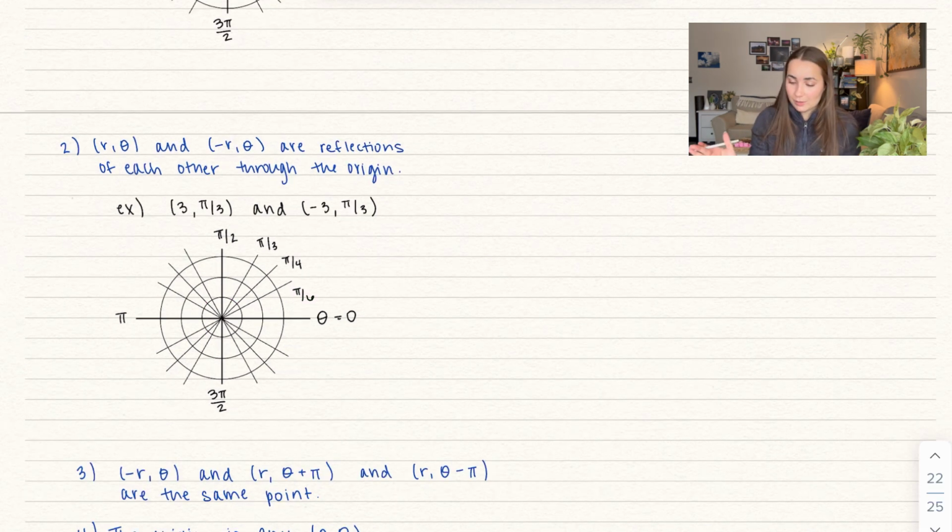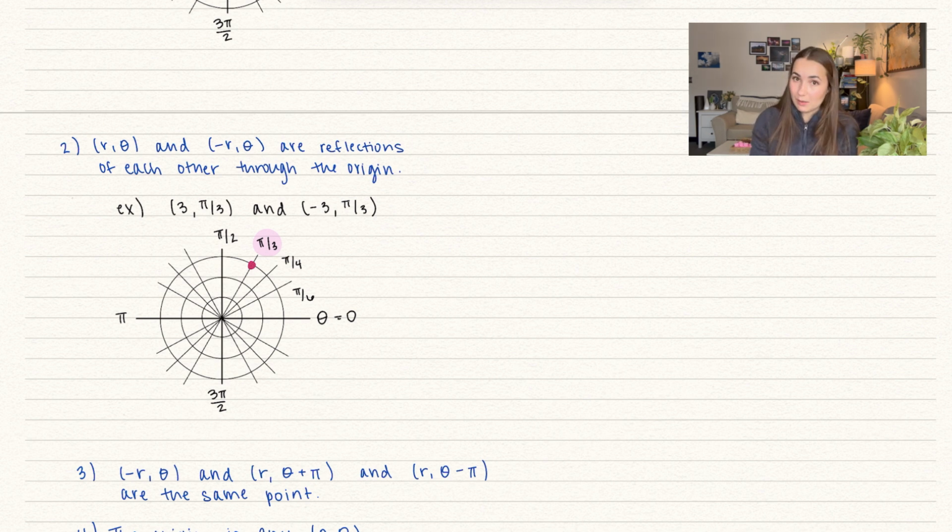So another property, the second one here, is that (r, theta) and (negative r, theta) are reflections of each other through the origin. Let's see what that means. So here we have an example, 3 and pi over 3, and then negative 3 and pi over 3. So let's start off with our angle. We want to go to pi over 3, which is going to be this guy right here. And we want to go a radius or a distance of 3. So we go 1, 2, 3. It's going to be our point right here.